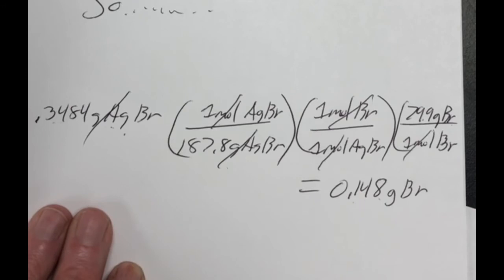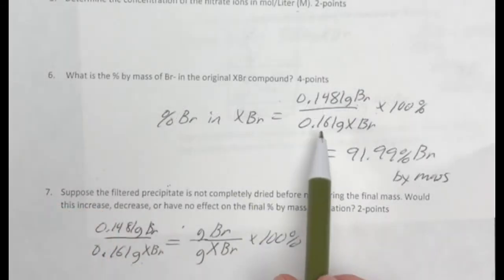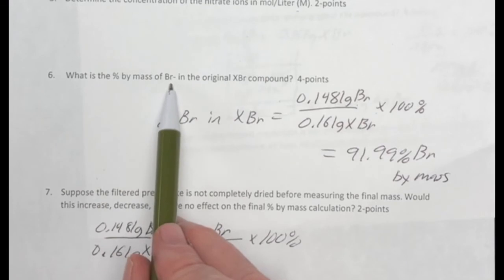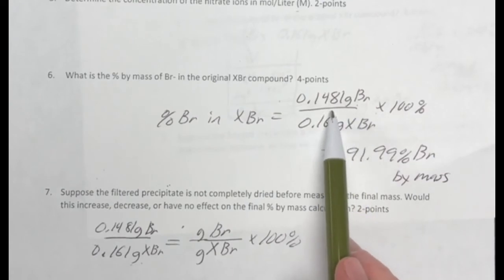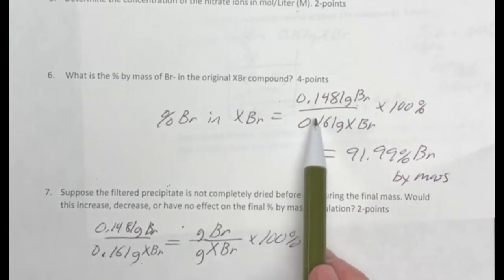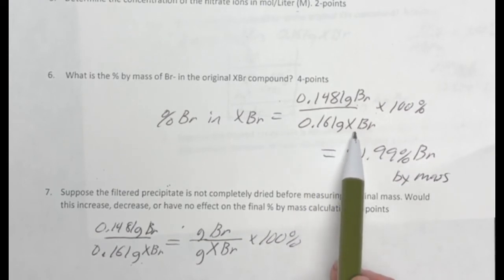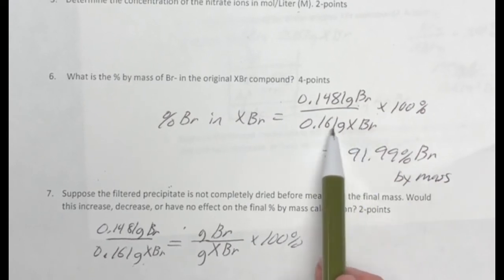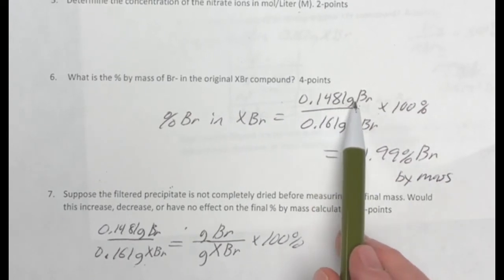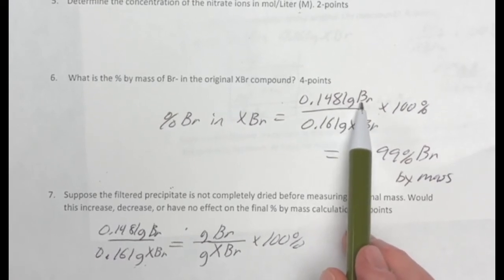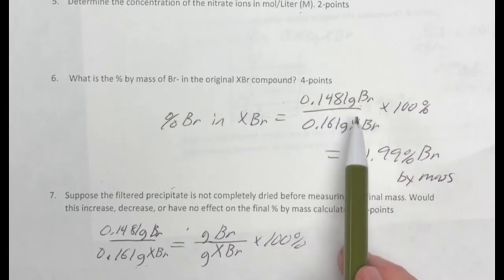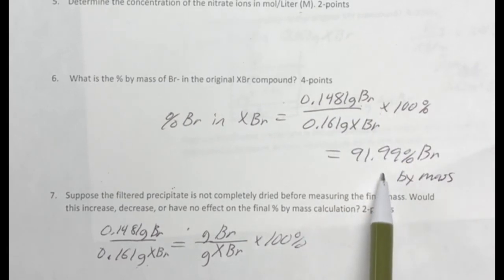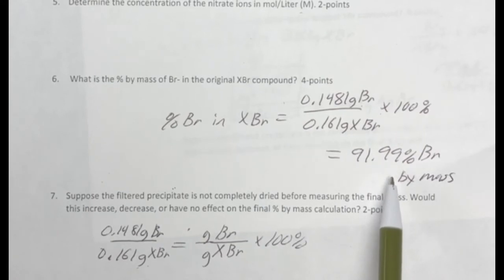Either way is fine. So here is the data for number 6, the percent by mass of Br minus in XBr. Again, we went through this, but here it is kind of summarizing. So notice we have 0.161 grams of XBr originally. That was the original mass. Here is the mass of the Br that was in the precipitate. So this was in the silver bromide precipitate that we had to indirectly determine. And then, of course, times it by 100. And there's a close approximation of our percent by mass.